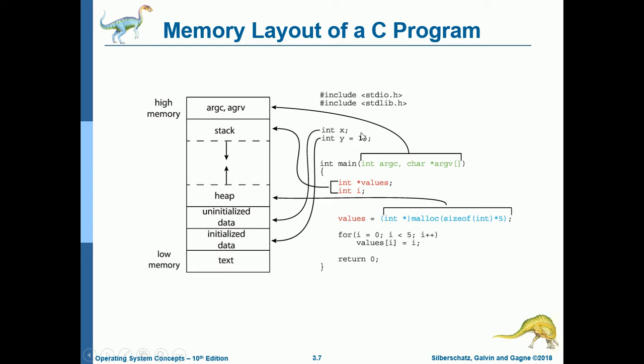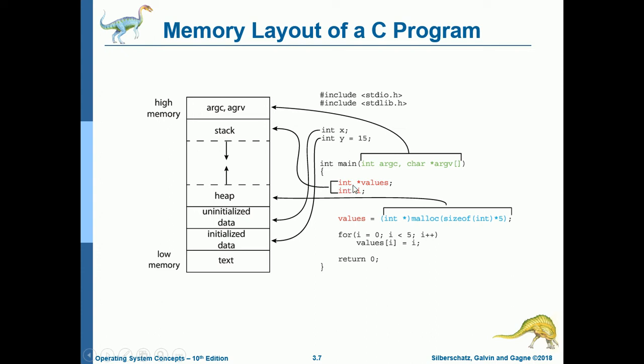It already has a value before the start of the execution of the program. It will be stored in initialized data. And then our main has an integer argc and a character argv, a pointer and at the same time an array. So this will be put in the highest location in the memory.